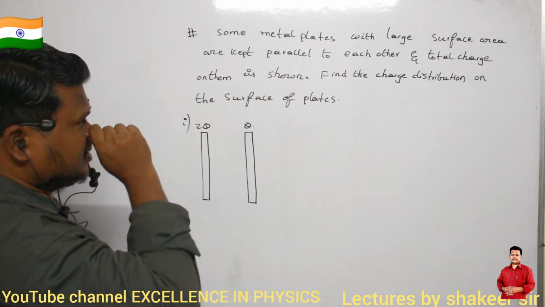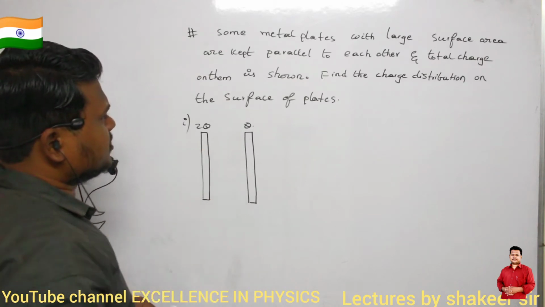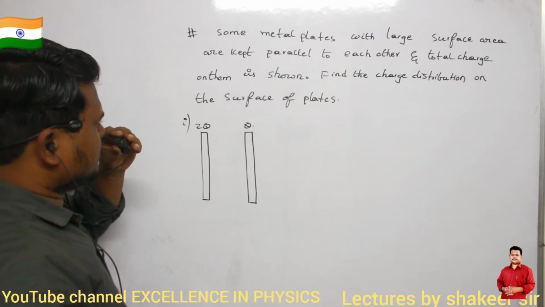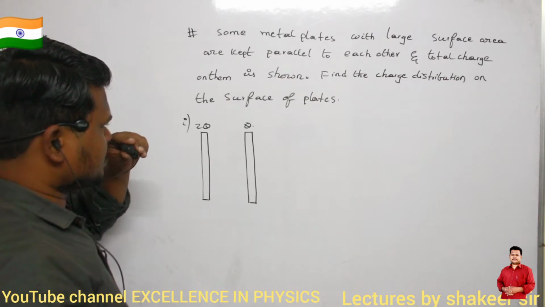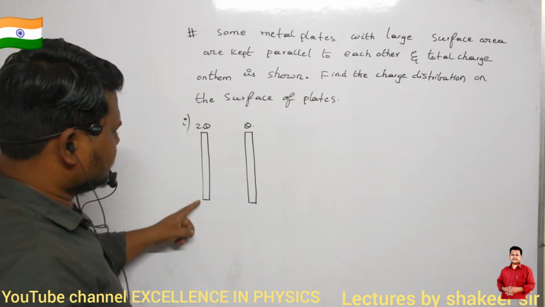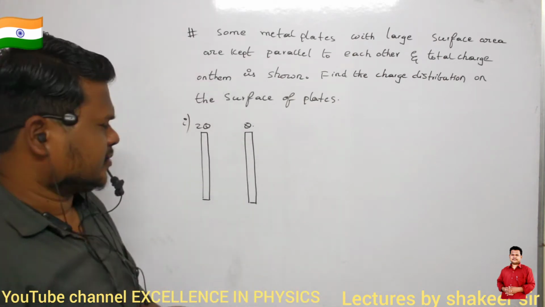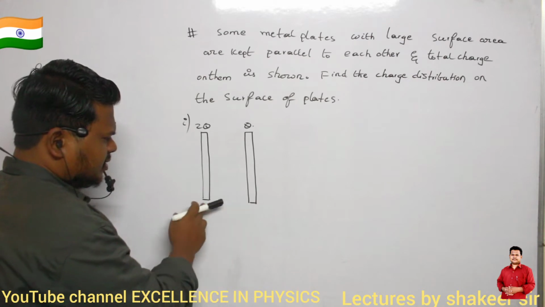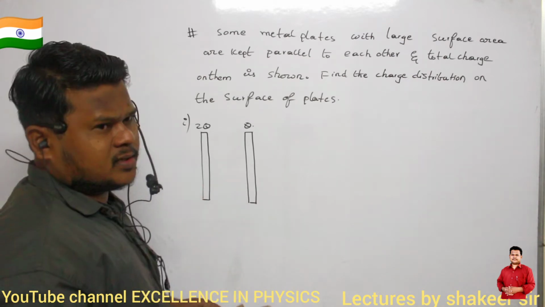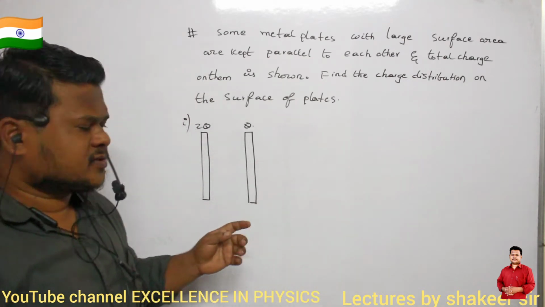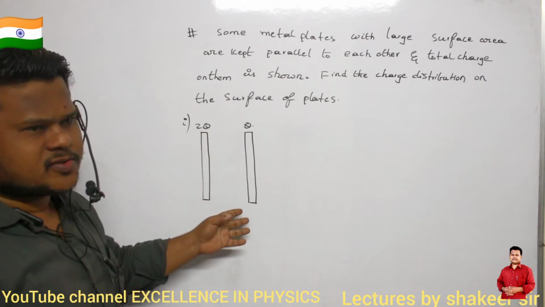Large surface area plates are kept parallel to each other, and the total charge present on them is given. So this is one plate which has an infinite area. It means the area of these plates is large. They are appearing like rods here, but they are not rods, they are plates. If you look from this side, they appear to be rods only.